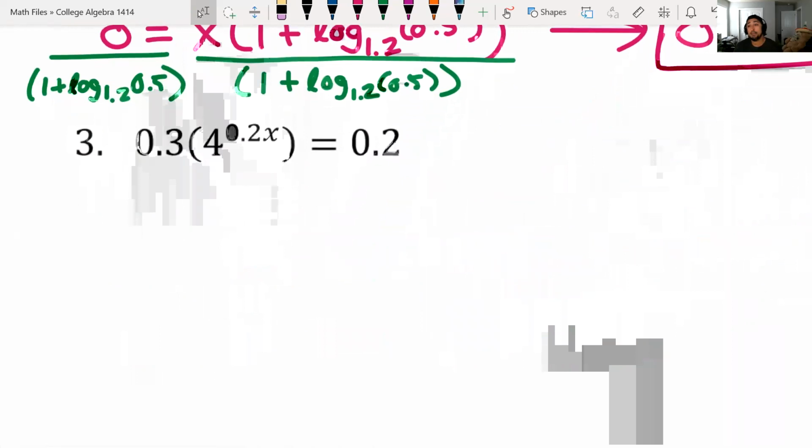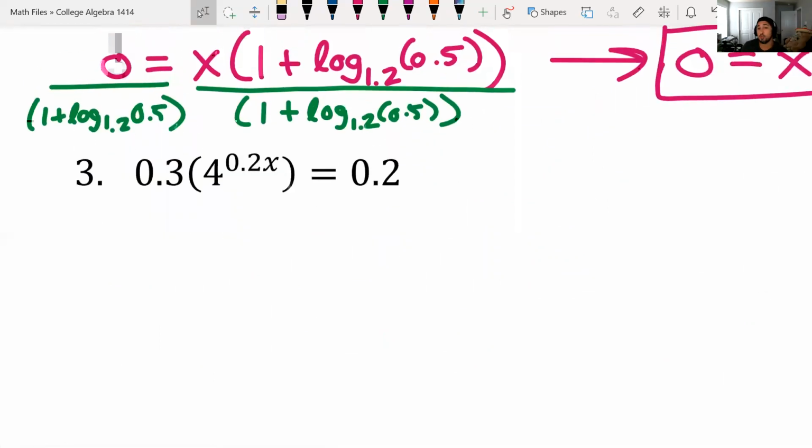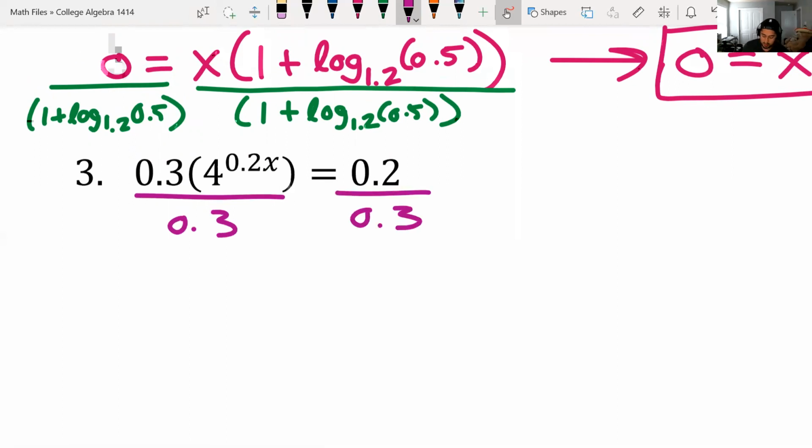Okay. So let's do this one. 0.3 times 4 to the 0.2x equal to 0.2. So we want to solve for x, which means we're going to convert from exponential to logarithm. But the first thing we should get rid of is this 0.3. So we're going to divide by 0.3. And this should give me 4 to the 0.2x equal to 0.2 over 0.3.